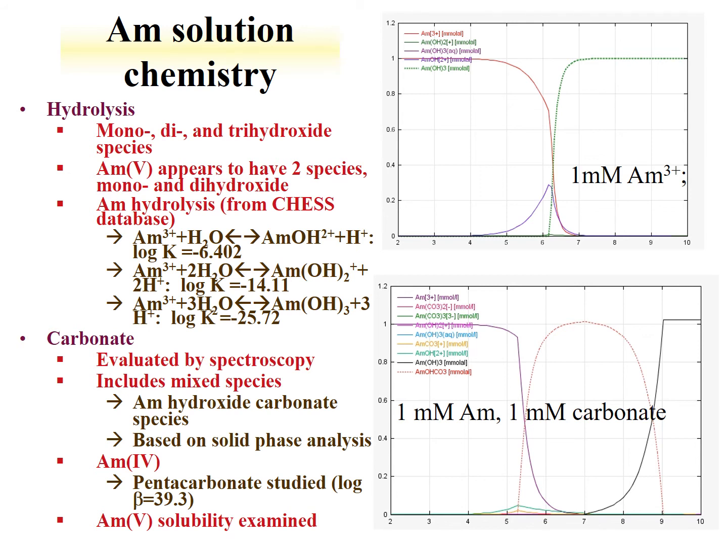And here's an example of some americium speciation from the CHEM database. With 1 millimole of americium, you start to get a decrease of the free americium concentration around pH 6, with the formation of the americium trihydroxide at the higher pHs. In the presence of carbonate, as shown here, with 1 millimole of americium and 1 millimole carbonate, the mixed americium hydroxy carbonate species dominates from around pH 5.5 to around pH 8.5. These carbonate species were examined by spectroscopy, and these mixed species can be very important dominant species.